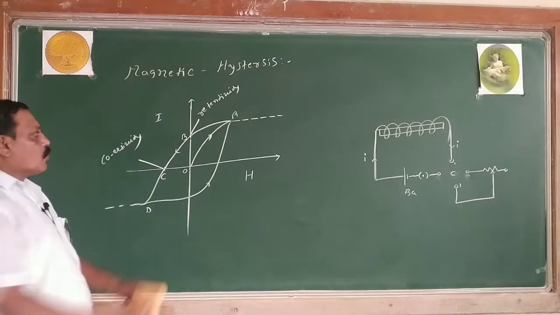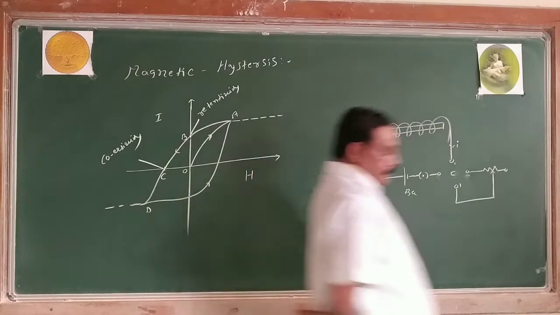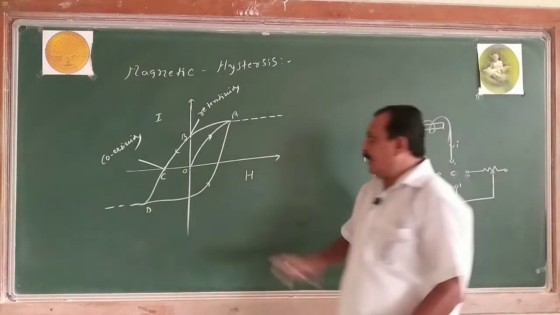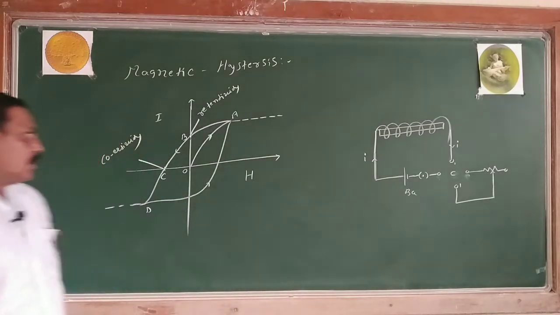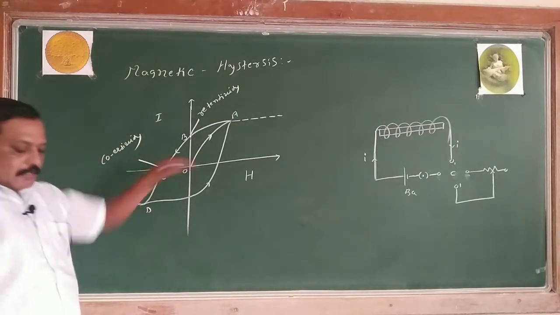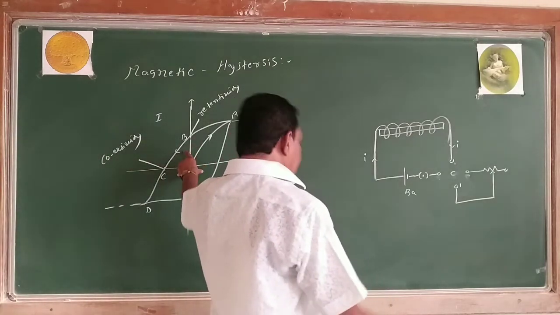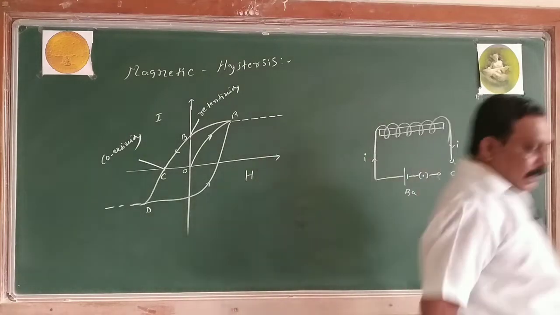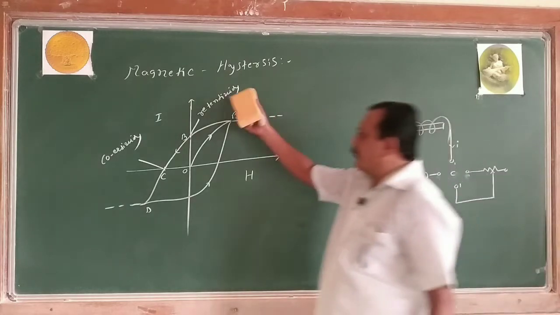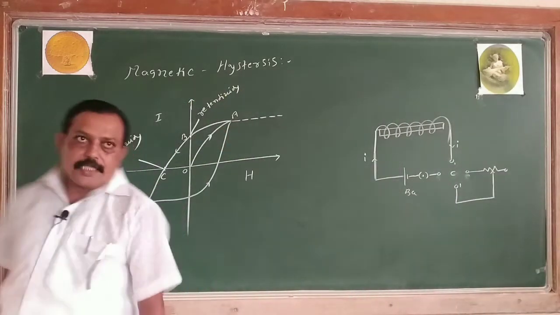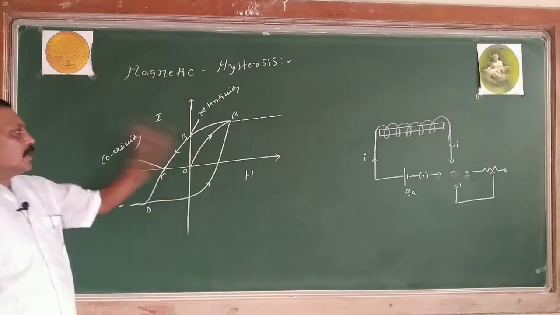Now this is called the hysteresis curve. This is nothing but the hysteresis loop. By calculating the area enclosed, we can select the material for making permanent magnets and temporary magnets. If the area of the loop is less, such materials are used for making electromagnets. So this is about retentivity and this is about coercivity, and this cycle is called the hysteresis loop or hysteresis curve.